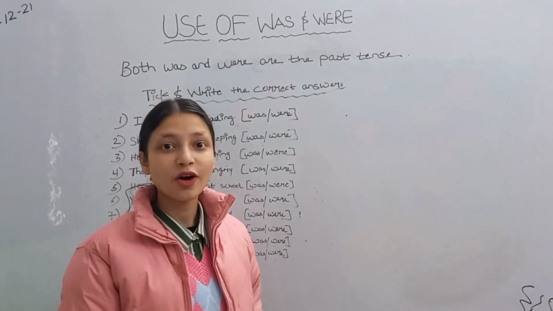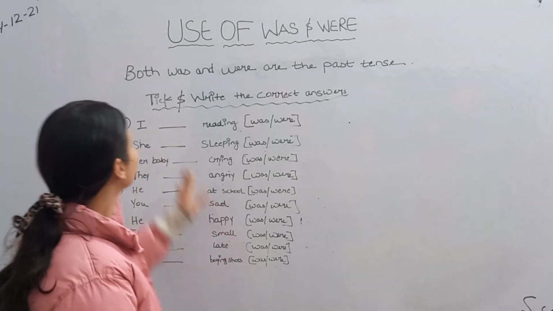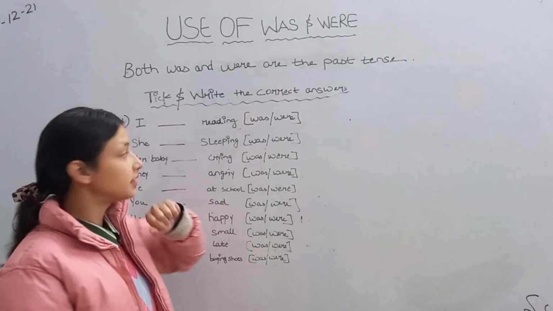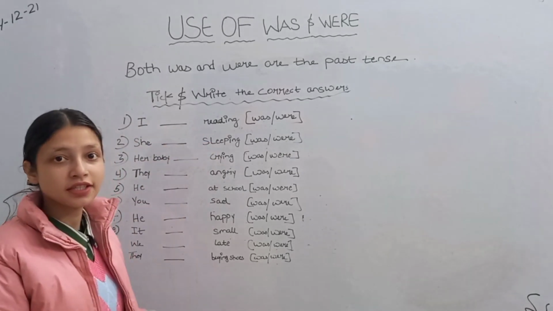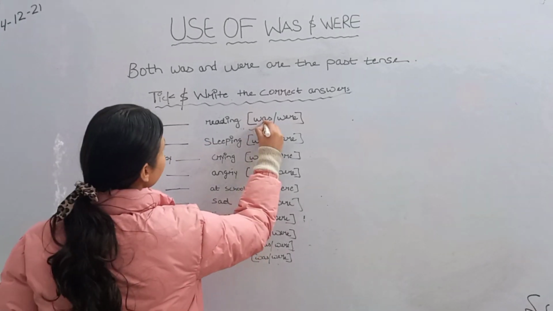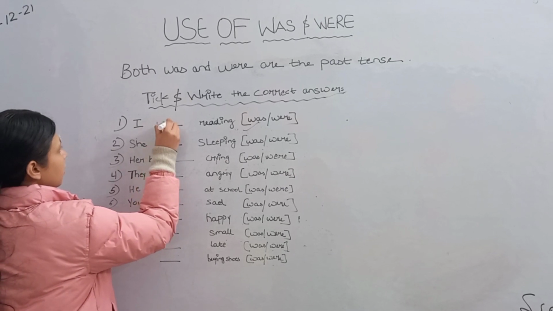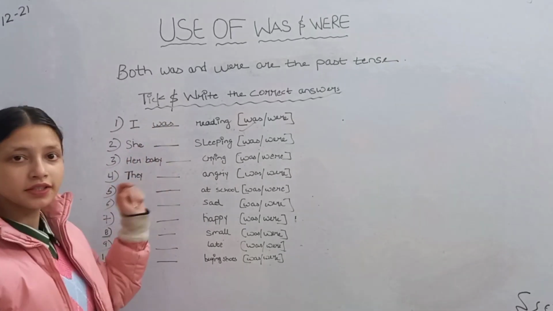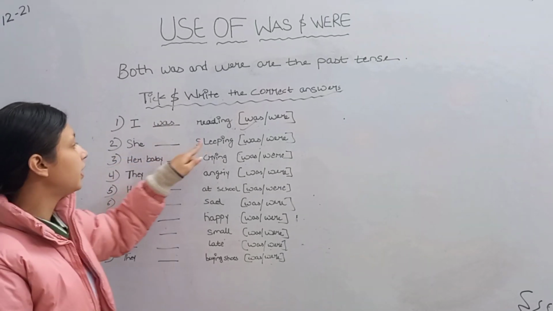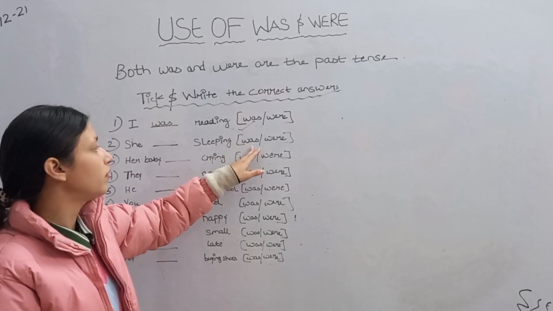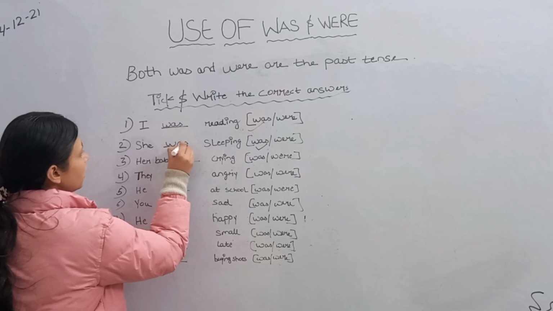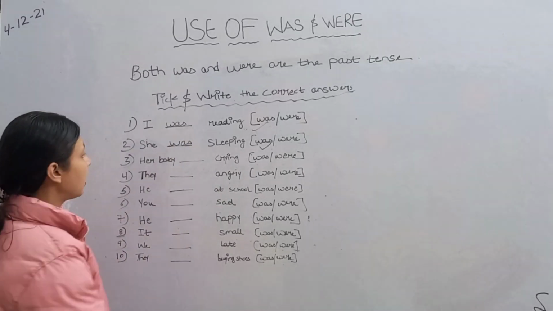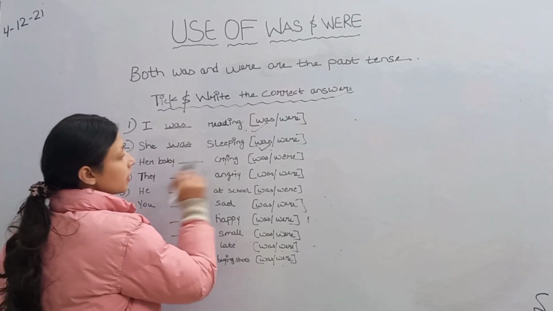So students, now we will do another exercise. Take and write the correct answer. So first is I dash reading. I is a singular verb. So we will write here was. I was reading. She dash sleeping. So we will write here was. She was sleeping. Her baby dash crying.